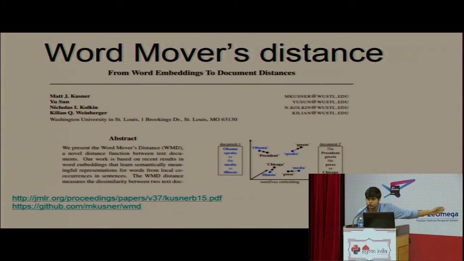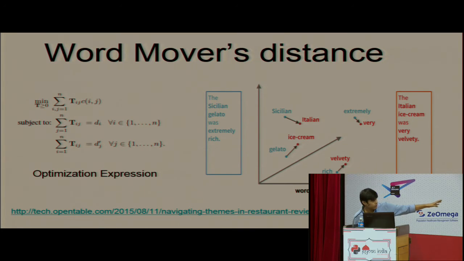So this is the paper. You may read more about it there, and on a very high level, it is doing this optimization. To give you an idea of what word2vec is, as you can see in the blue box, "The Sicilian gelato was extremely rich." Sicilian is very close to Italian, and gelato is very close to ice cream. So word2vec vectors capture the semantic information that is there in the sentences. On a very high level, word2vec uses co-occurrence statistics that make up the vector in a higher dimensional space.